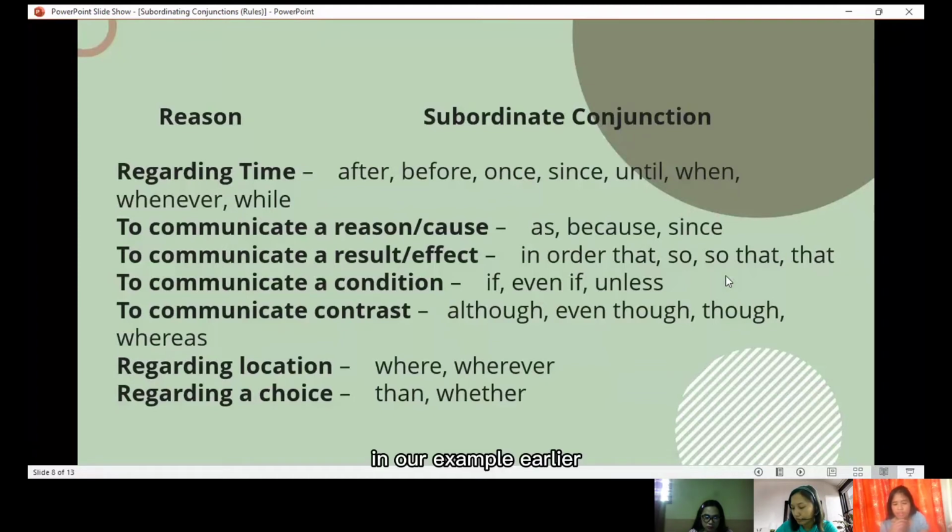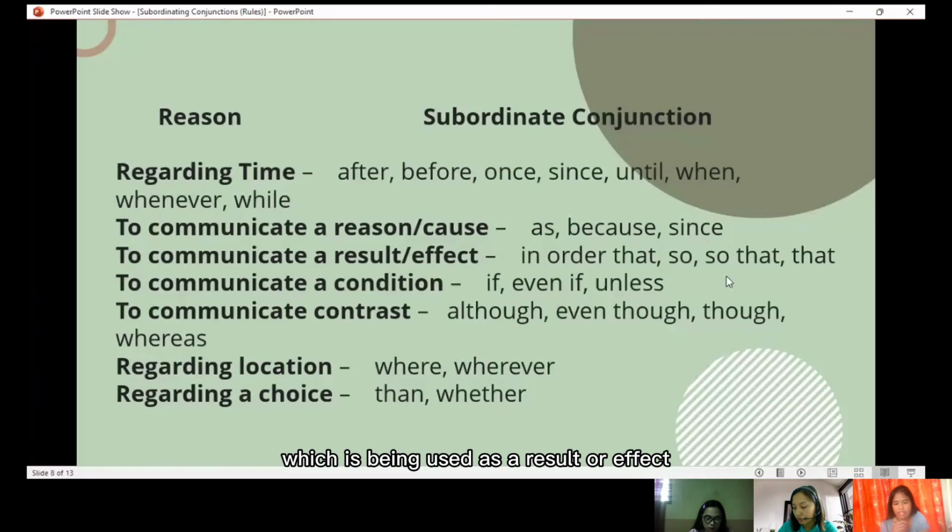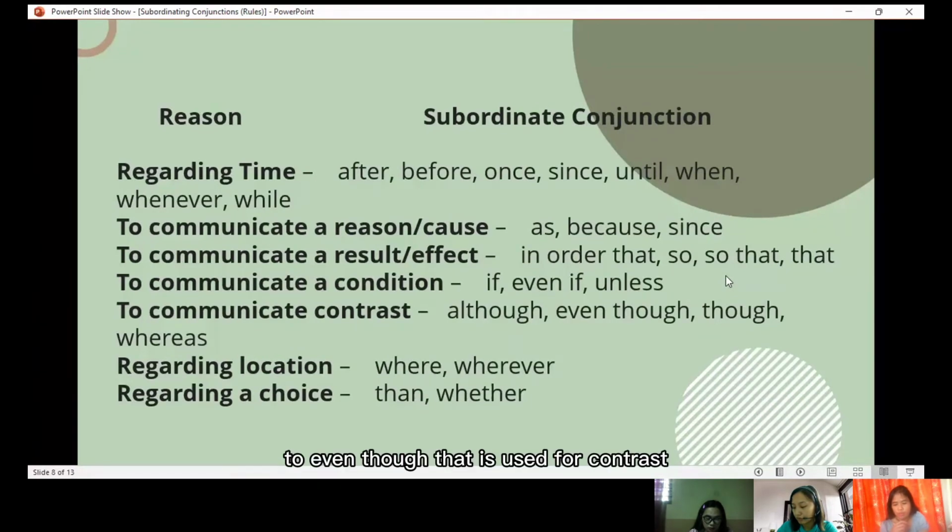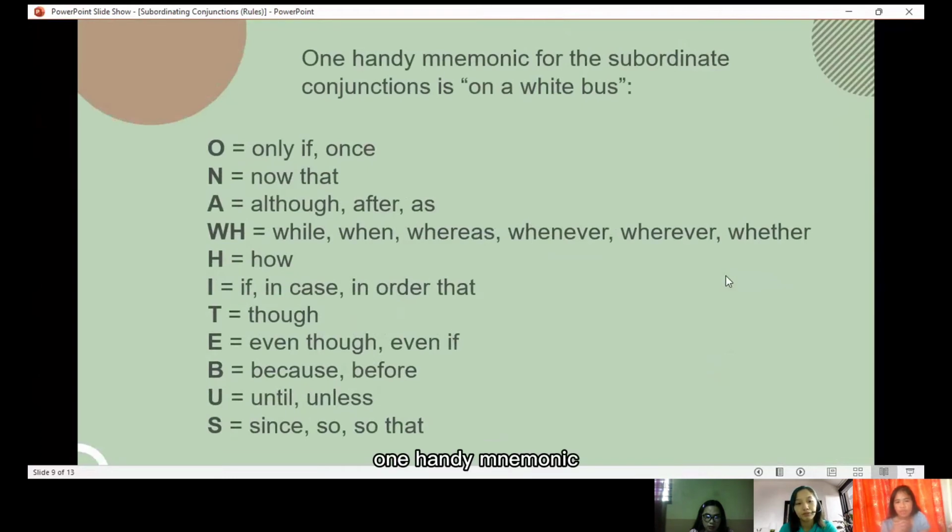In our example earlier, we also used two reasons when we replaced so that, which is used as a result or effect, with even though, which is used for contrast. One handy mnemonic for the subordinate conjunctions is "on a white bus." You certainly don't need to memorize this list, but you may screenshot this, as it will help you, especially non-native speakers, to recognize these words and be familiar with them.